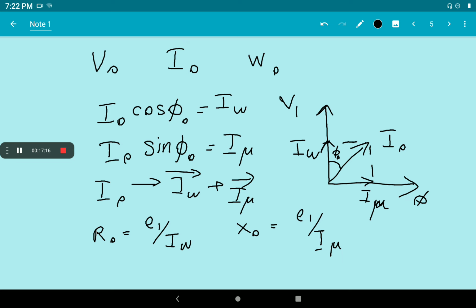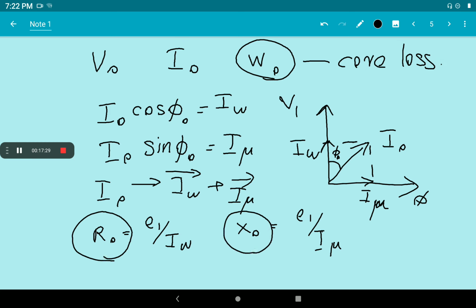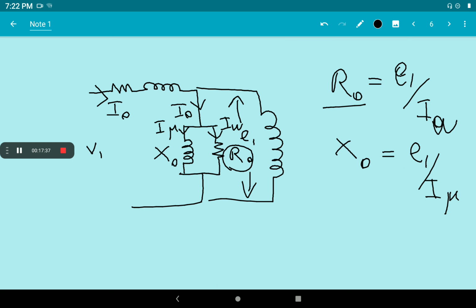So from the open circuit test of transformer, you will get the core loss as the wattmeter reading. The core loss of the transformer can be obtained from the wattmeter reading, and you can also find the no load parameters, the no load resistive and reactive parameters, from this open circuit test. So these parameters of the equivalent circuit we get from the no load open circuit test.